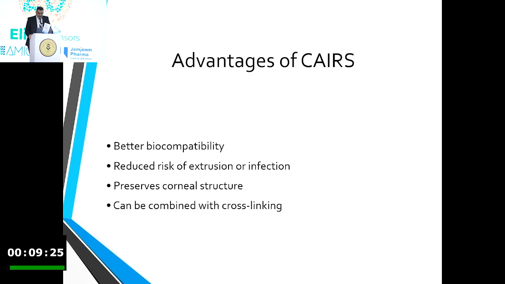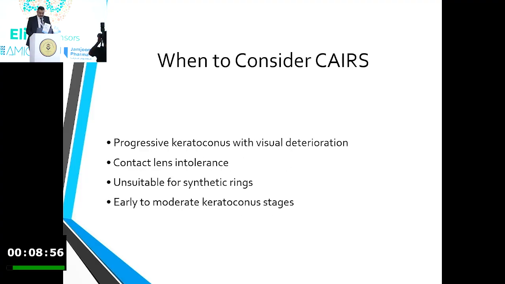The advantages of CAIRS: it has better biocompatibility because it is allogenic, and it reduces the risk of extrusion and infection and preserves the corneal structure. This is the advantage over other keratoplasties, and it can be combined with cross-linking.